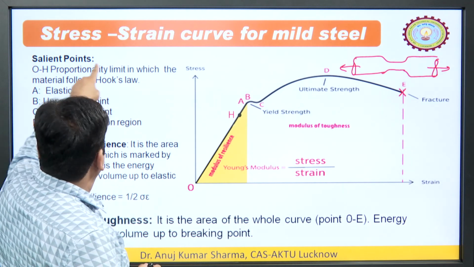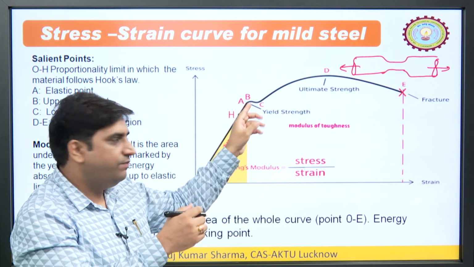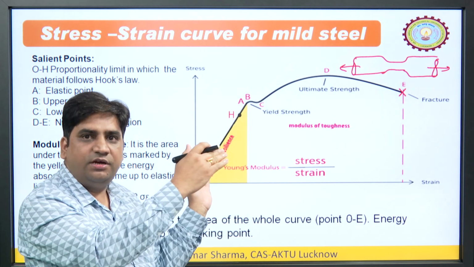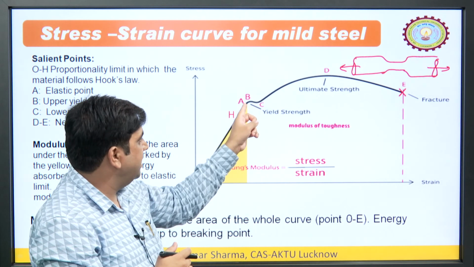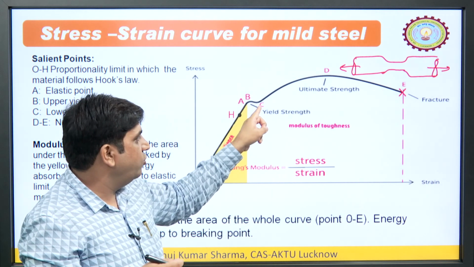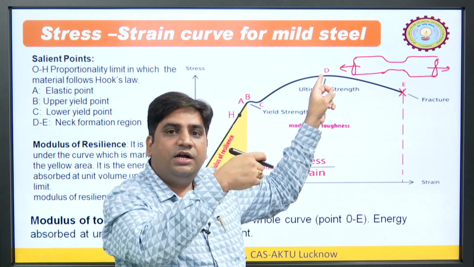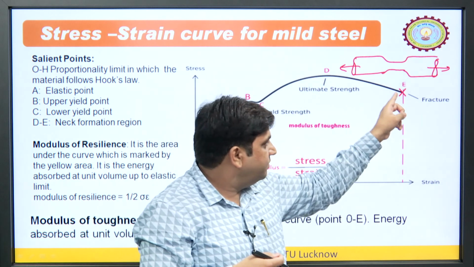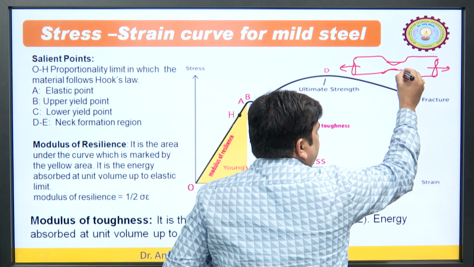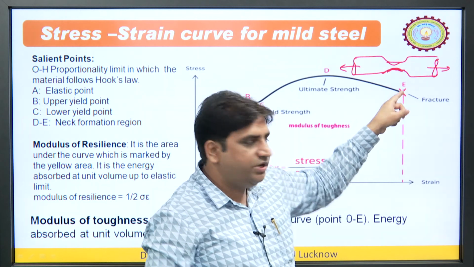If we see this O to A, this is the elastic point, if we release before A, it will come back to the original position. OH is the range where Hooke's law acts, OA is the elastic point, B is the upper yield point, C is the lower yield point, then D is the ultimate point. Here we can get the ultimate tensile strength and then neck formation starts. Necking formation takes place and at this point it breaks.